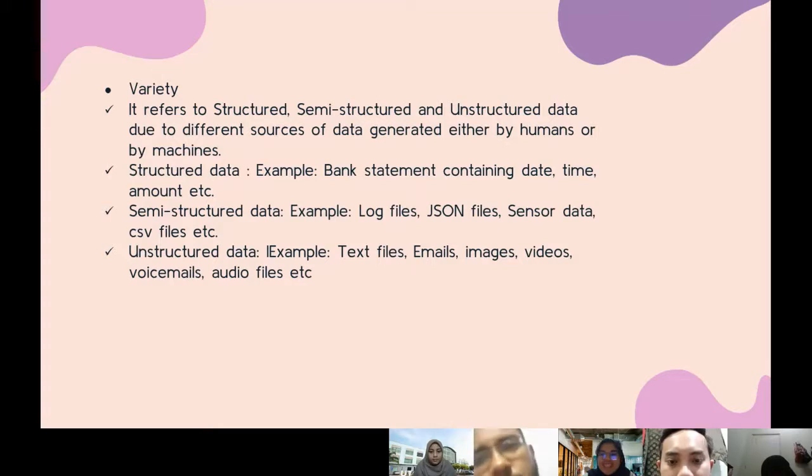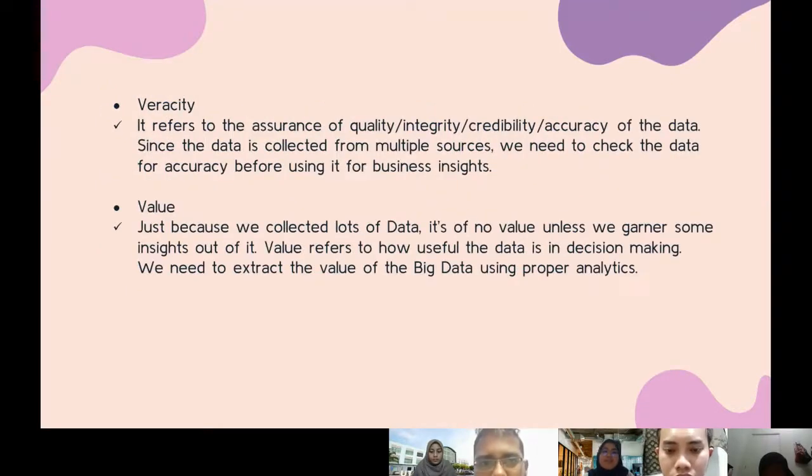Okay, next, unstructured data. Examples: text file, email, image, video, voice, link, or audio file. Next, veracity. It refers to the assurance of quality, integrity, credibility, and accuracy of the data.